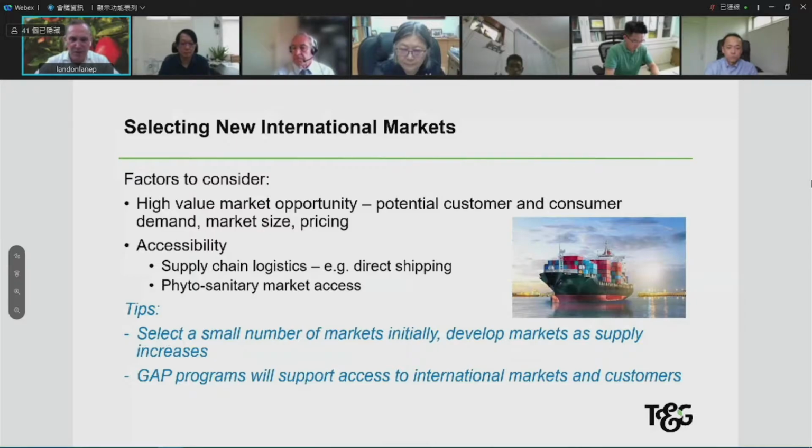Second tip is, of course, that GAP programs will support your access to international markets and to your customers. Customers, retailers, and consumers will want to know that your product is GAP certified, Global GAP or local GAP, and that is a seal of quality and reassurance for them. But also, the GAP program helps you to grow and supply the product to follow the conditions of the phytosanitary market access. So GAP programs are very important for developing international markets.